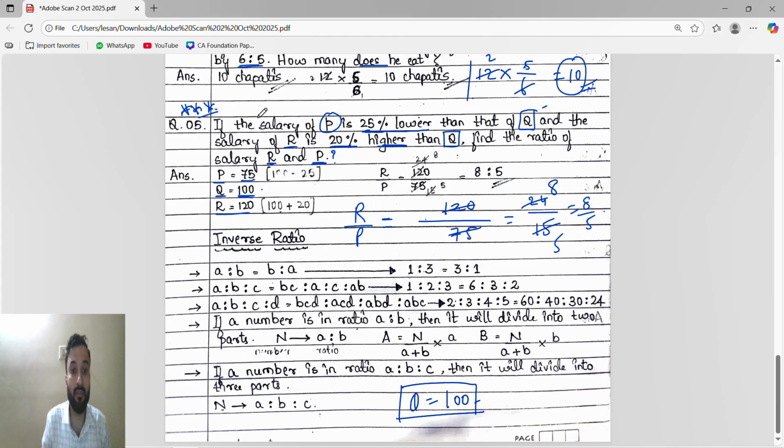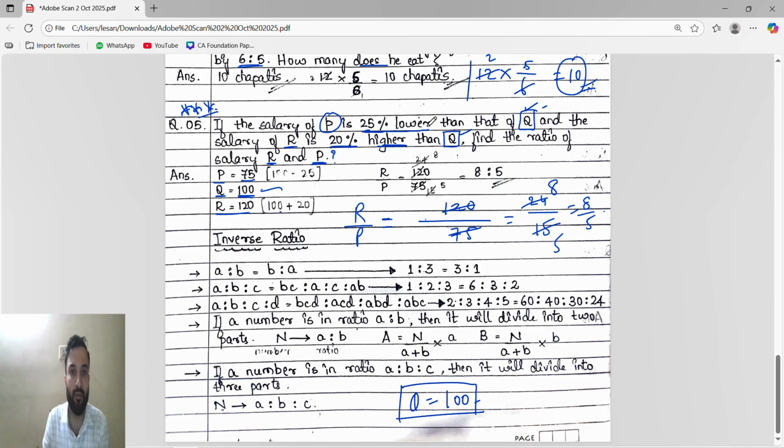That's it. So this thing, when they compare with one, like here they are comparing with Q and it is in percentage. So percentage means 100. With whom they are comparing, we will take its value as 100. Then after that we will see the other values.